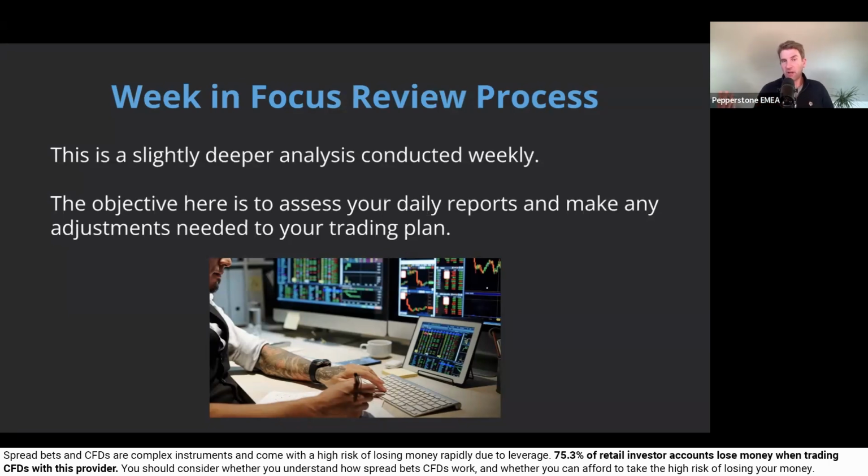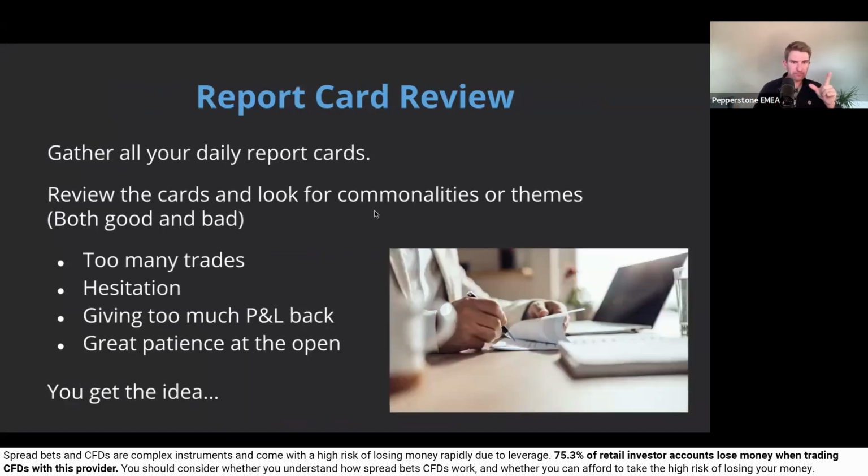Conduct it after market close on Friday. So over the weekend, Sunday evening is a great time. Many traders sitting down on Sunday evening, preparing for the trading week. Your objective here is to gather all those daily reports and then make any adjustments needed to your trading plan. Okay, so how do we do that? So gather all those daily report cards.